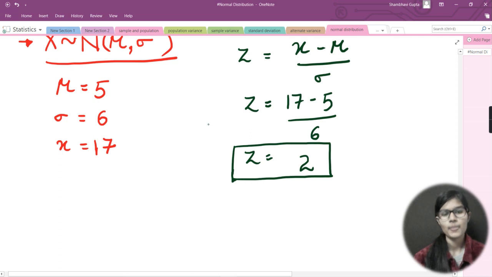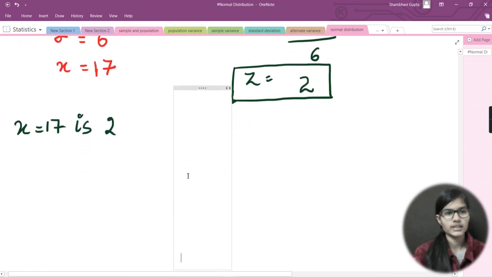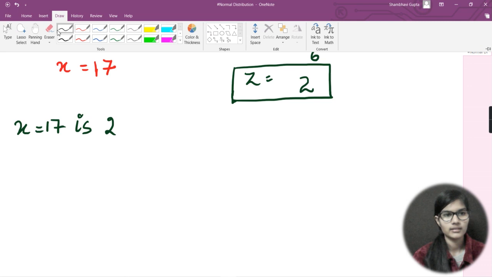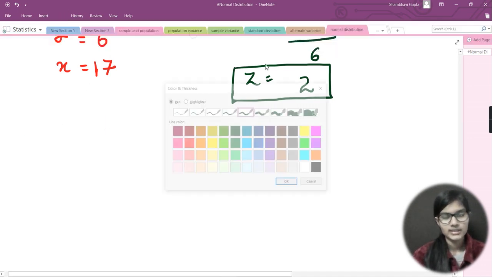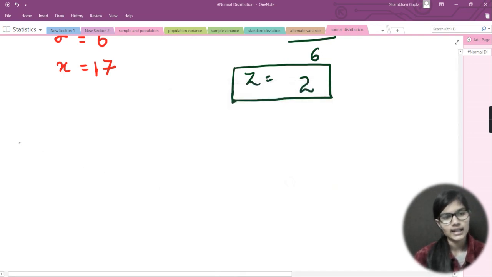Now what is my next step? Listen to one of the things which I'm going to say, then I will write that also. X is equal to 17 is 2. Okay, just let me go a little more down, and let me erase and write it in more clear handwriting. Okay, so let me write that X is equal to 17 is 2 SD.